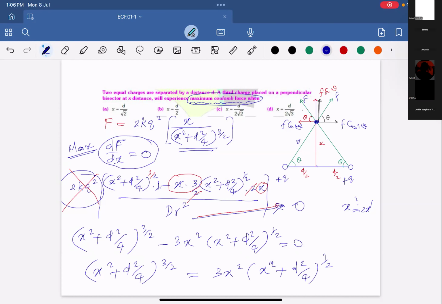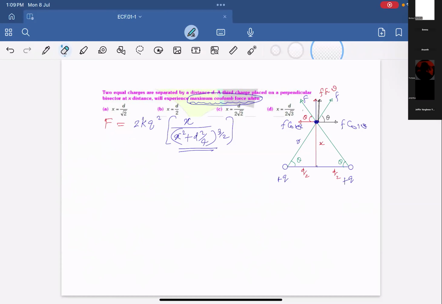If I cut on both sides, what do I get? Understood until here, all of you? Can you write this down until here? So let's have a quick recap of the question one last time.